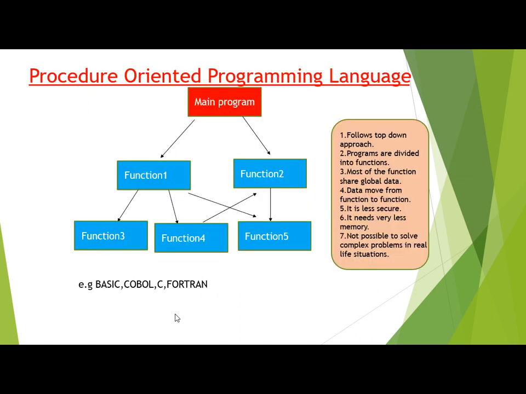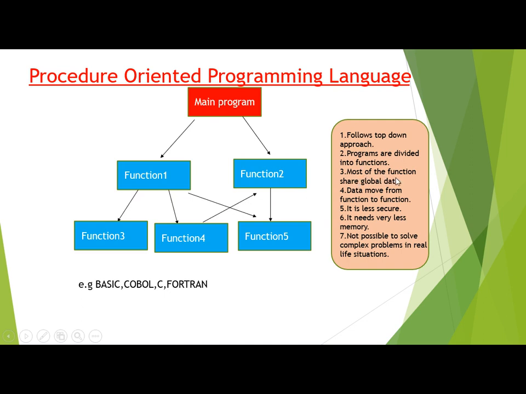Now the next one is procedure oriented programming language. First, let me deal with some important features of this procedure oriented programming language. This also follows top down approach. It means how you write down the program from top to bottom, it will be executed. Programs are divided into functions. Here you can see that the program is divided into several functions like function 1, 2 and so on. And you can also see that functions are dependent on or related to other functions also.